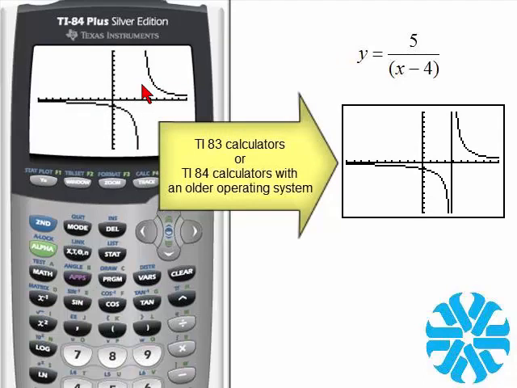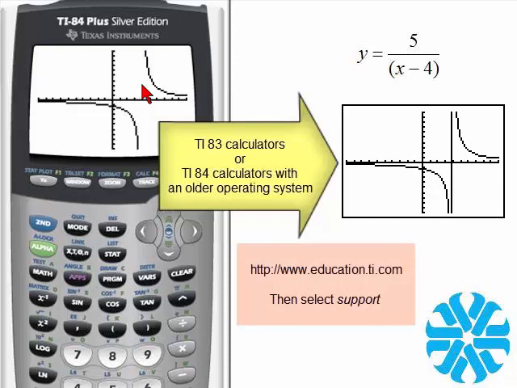Now, if you want to update your calculator, meaning updating the operating system for the TI-84, you can do that, and that will get rid of the showing of the vertical asymptotes. So for the TI-84 users seeing the vertical asymptotes, you can download the current operating system, and the vertical asymptotes will no longer show up. So refer to the TI website at www.education.ti.com and select support to find out how to update your calculator's operating system.